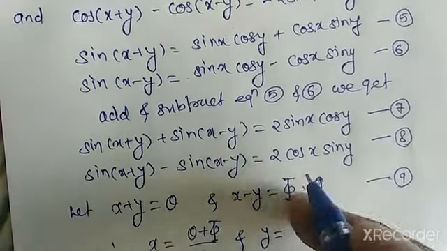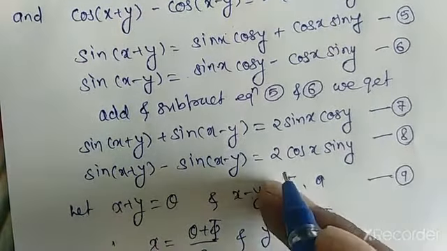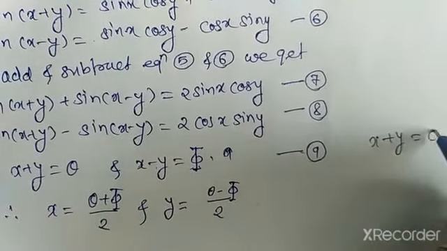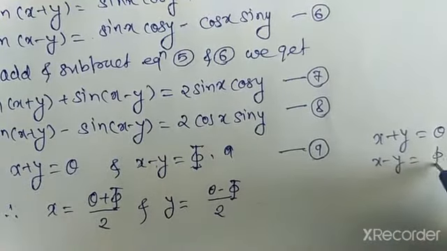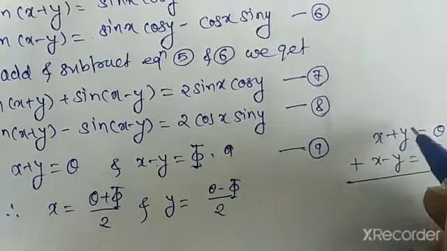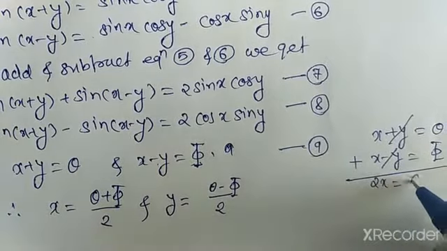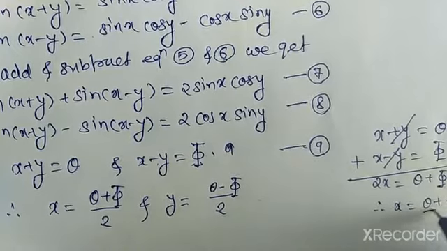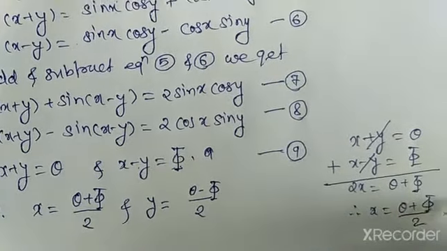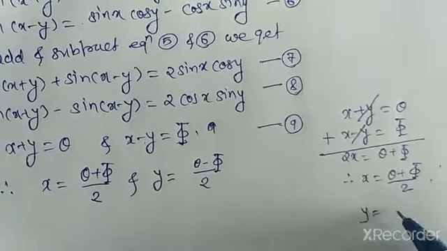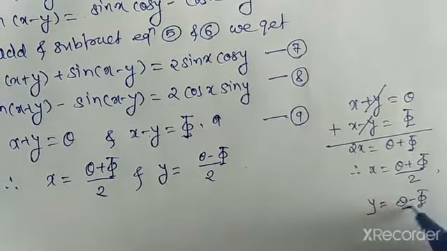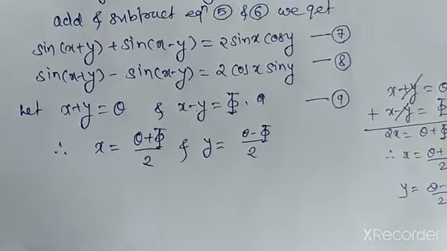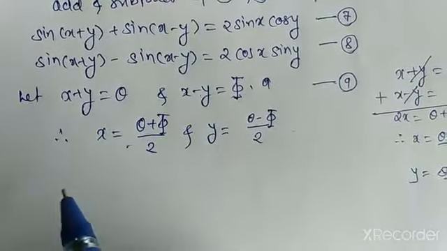Solve it simultaneously, or solve equations 8 and 9. x plus y is equal to theta and x minus y is equal to phi. So adding both gives twice x is equal to theta plus phi. Therefore x is equal to (theta plus phi) upon 2. Similarly you can find y is equal to (theta minus phi) upon 2 after substituting in any one of the equations.